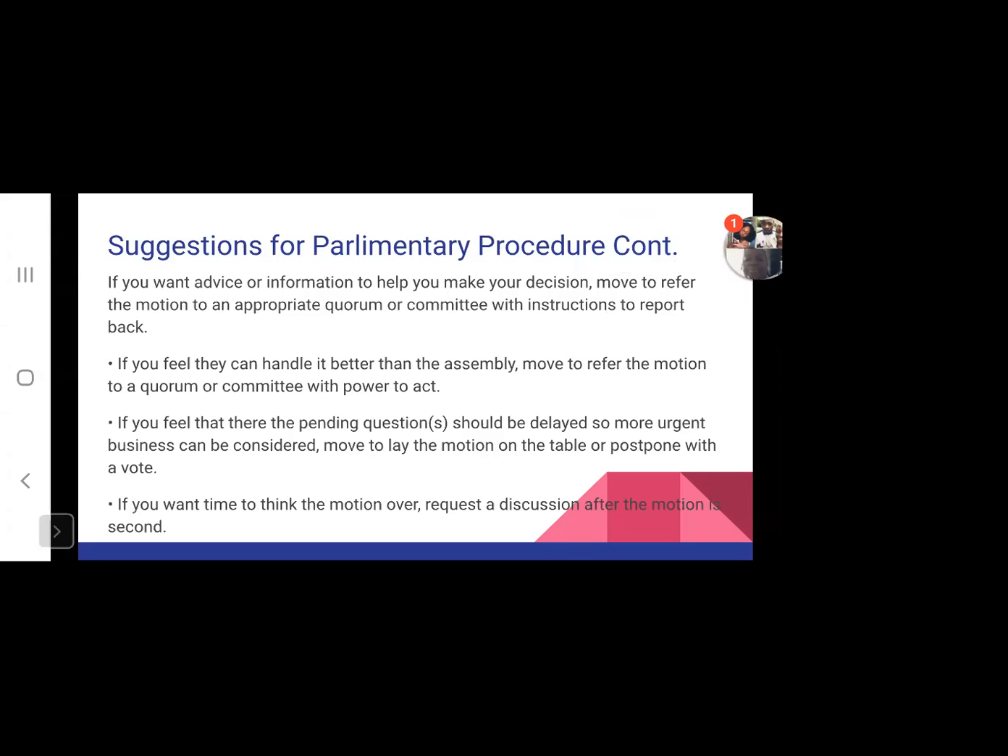Now, if you want to request a discussion after the motion is seconded. Like I stated earlier, if you want to think more on the motion and you feel that you almost understand it, even if it's after a second, you can come to the chair and request that there be discussion. But then remember, there are three cons and three pros, usually, before a vote is taken, so that the topic isn't elaborated on to a point of exhaustion, which I won't do either.